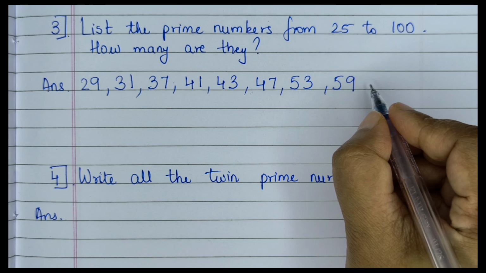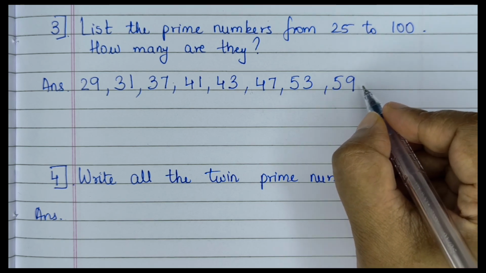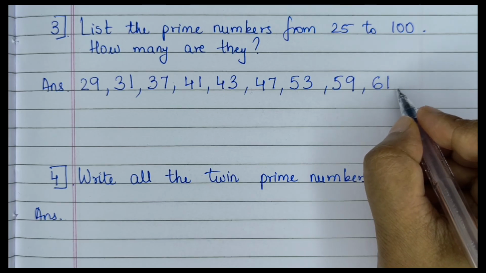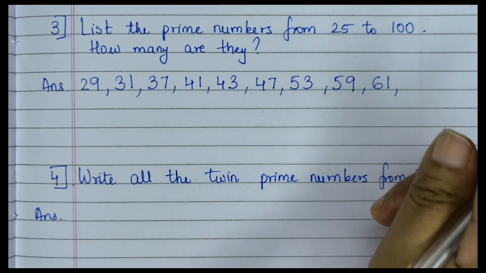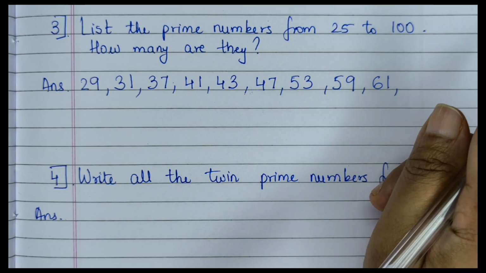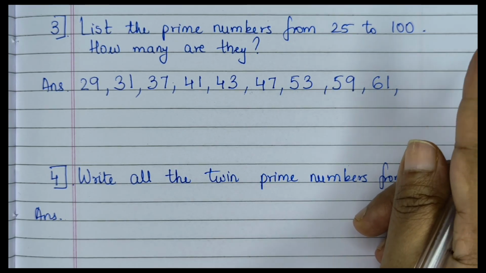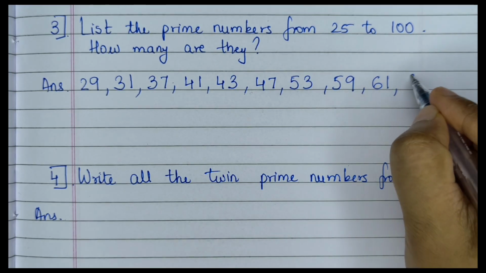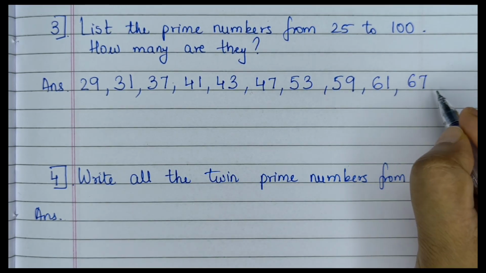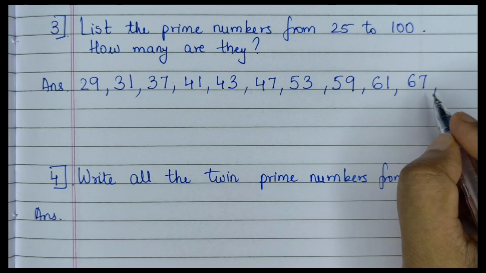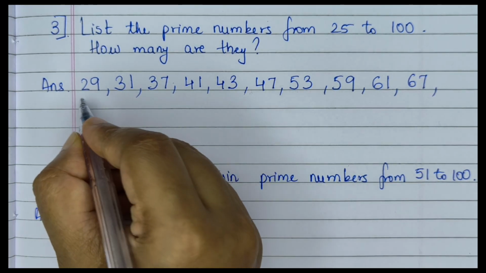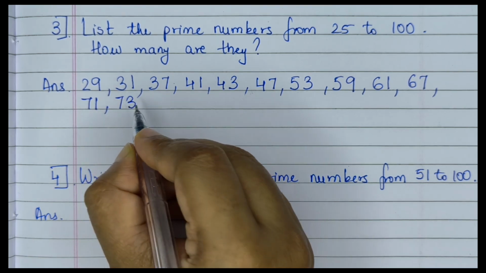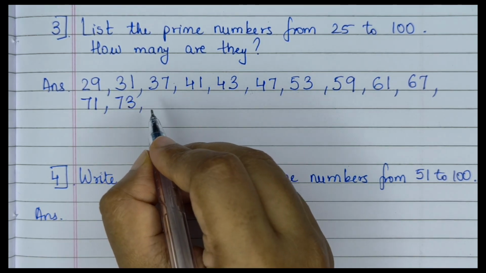Understood? 59 is not divisible. Then 60 is divisible. Yes. 61 is not divisible. 61 is a prime number. After that 62, 63. Okay, 63 is also divisible by 3. 64 is divisible by 8. 65 is divisible by 5. 66 is also divisible. Then we have 67. Okay, 67. Then 68, 69, 70 are divisible. Next number that is not divisible is 71. 72 is divisible. 73 is not divisible. Then 73, 74 is divisible.